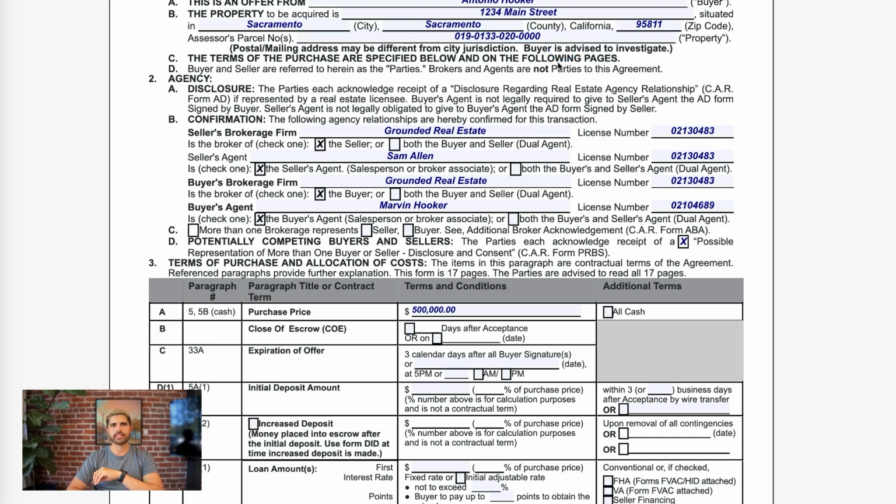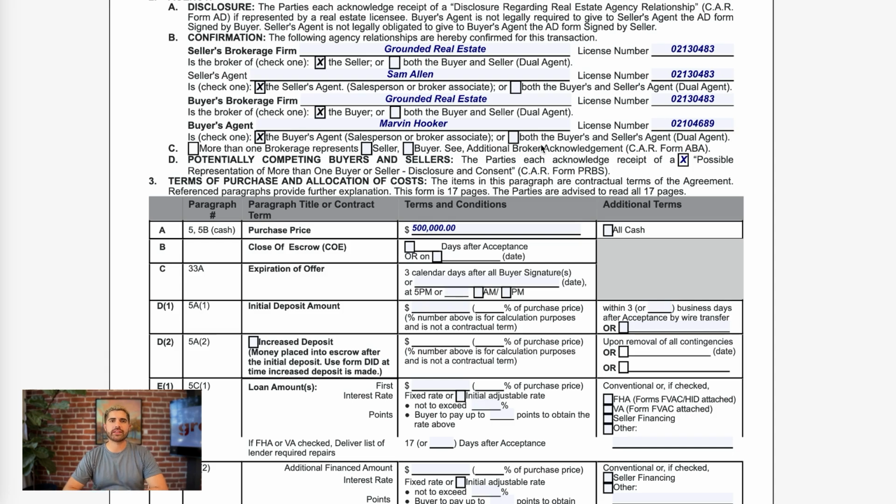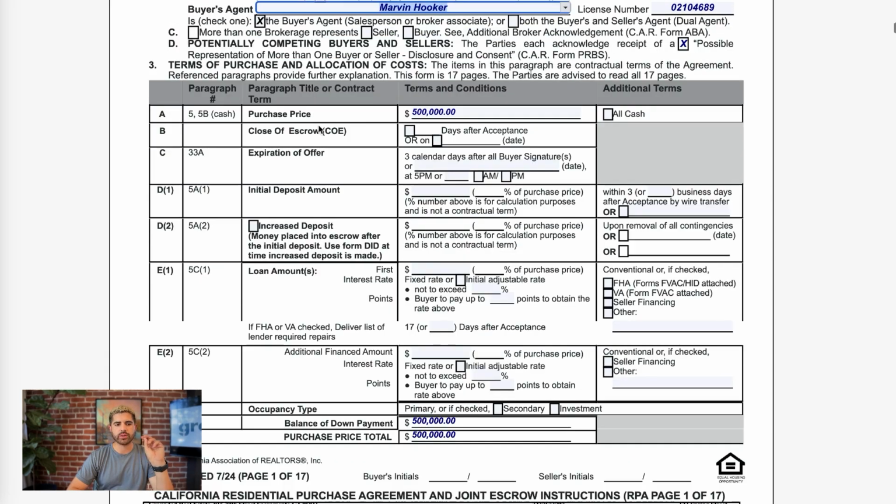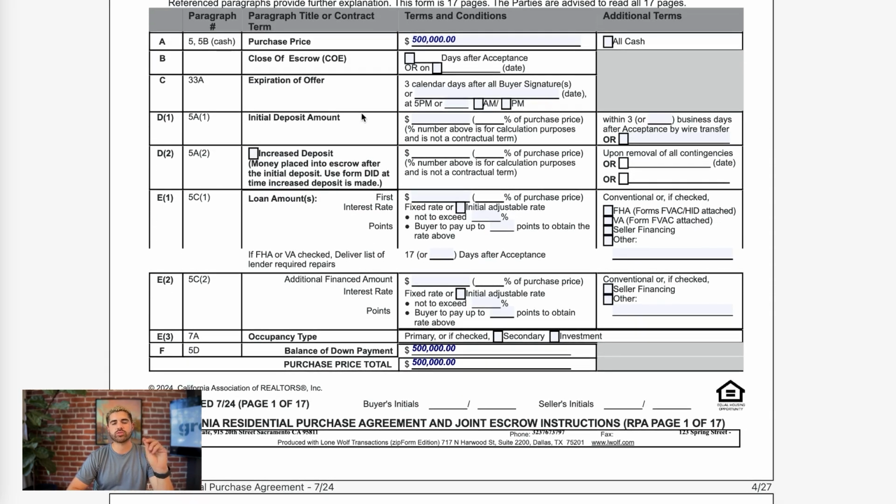The APN number is kind of like the tax record number for the home, to make sure you're getting that specific property rather than a different property that has a similar address in the state of California. Next, you're going to have the seller's agent's information and then the buyer's agent's information. I have a placeholder here, Grounded Real Estate, another agent in our office, and then Grounded Real Estate and myself representing the buyer. And then we move down to the actual grid.